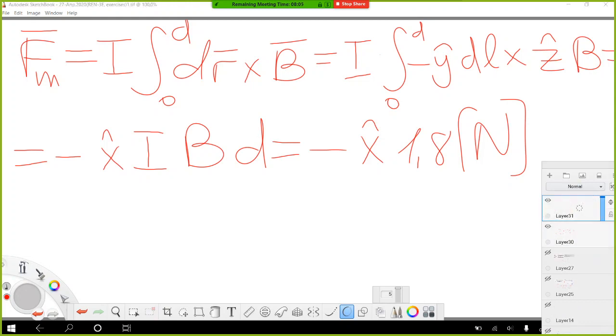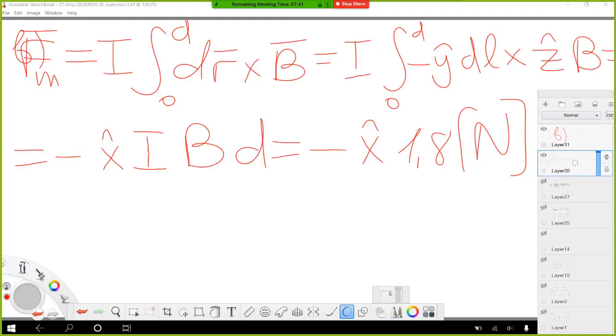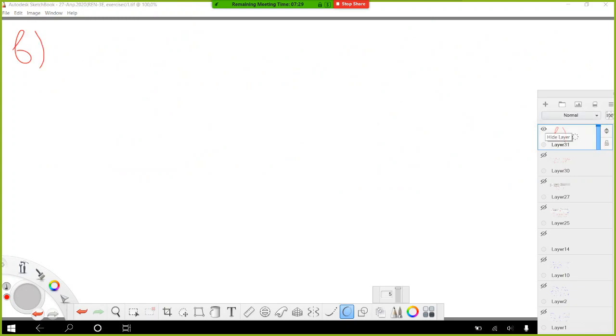Okay, we move to the second part of the problem. If the bar is allowed to move, find the maximum velocity of the bar. Well, part B. If the bar is allowed to move, it will move in the negative x direction, because we found that the force is directed opposite to the x direction, and consequently the bar will start to move oppositely to the x direction.